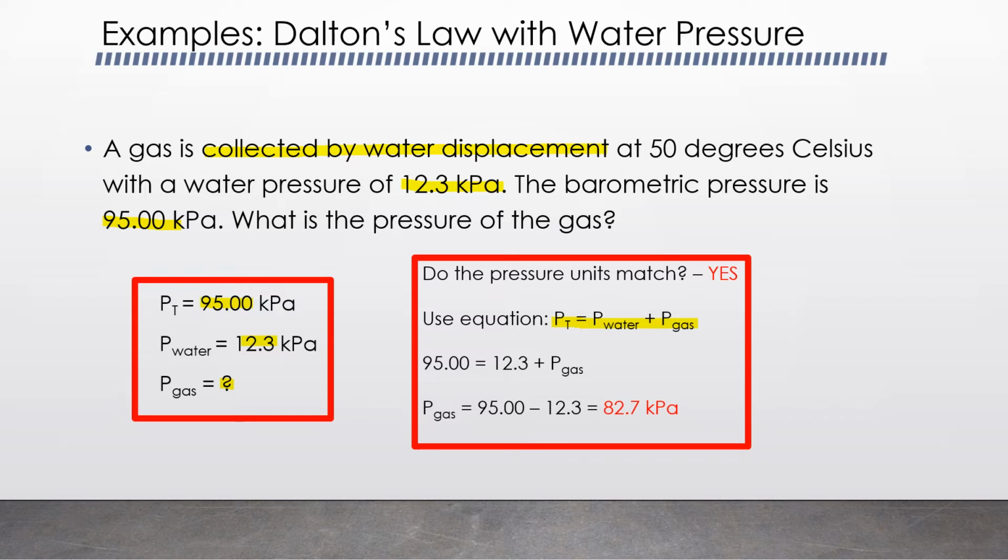So first of all, do our pressure units match? Yes, they are both in kPa. That's great. You can go ahead and plug them in without having to convert one to the other. They're the same. So we're going to use our equation. Total pressure is the pressure of the water plus the pressure of the gas. Plug in your numbers. So we know here that whatever pressure this gas is, when you add it to 12.3, it has to equal 95. We can rearrange the equation and just subtract. So 95 minus 12.3 gives you 82.7 kPa.